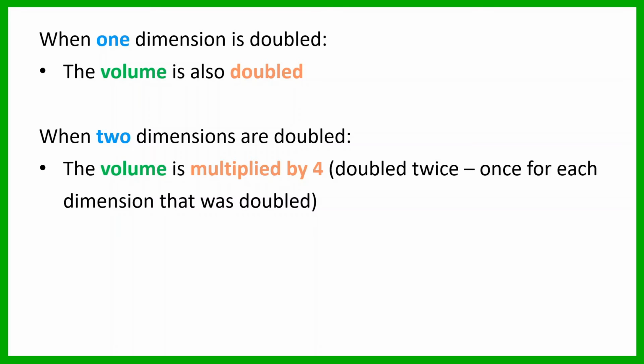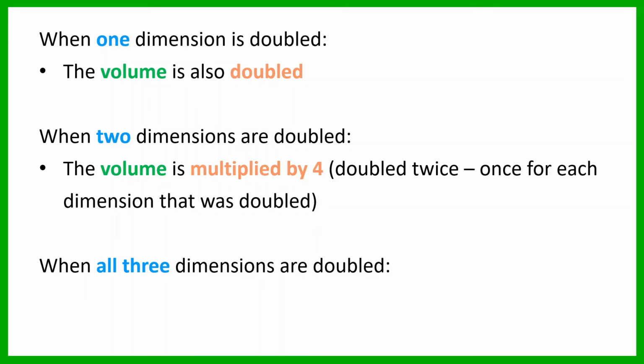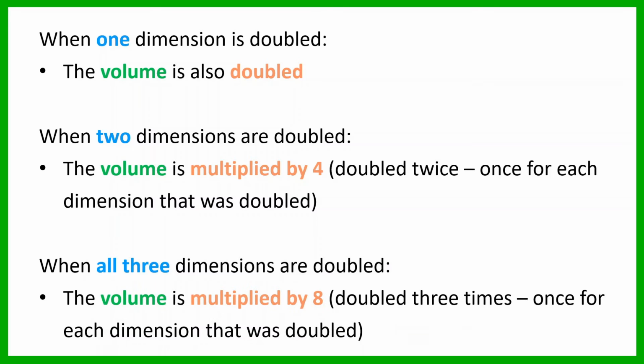And then if you double three dimensions, then the volume is multiplied by 8, which is the same as doubling 3 times. Once for each of the dimensions that was doubled. So you multiply by 2, you multiply by 2, and you multiply by 2 again. And that's the same as multiplying by 8.